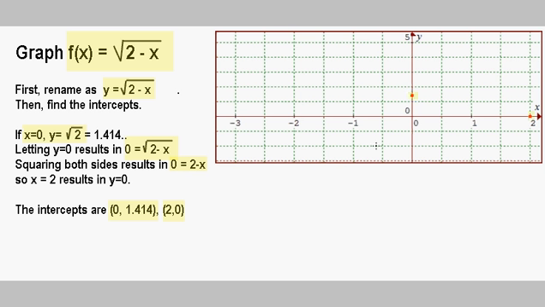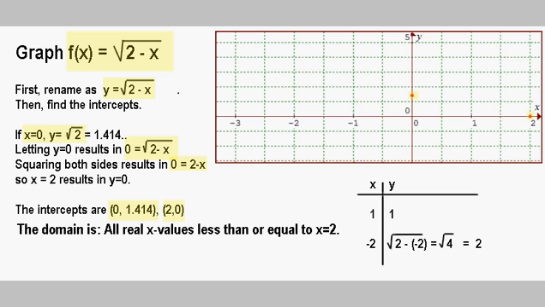Next, we need to find some more points. When we pick our points, we have to keep the domain in mind. For this particular function, the domain is not all real numbers. Remember, the domain is the largest set of x values that results in a real y value. Well, if x is anything bigger than 2, the y value is not real. So for this function, the domain is all real x values less than or equal to 2.